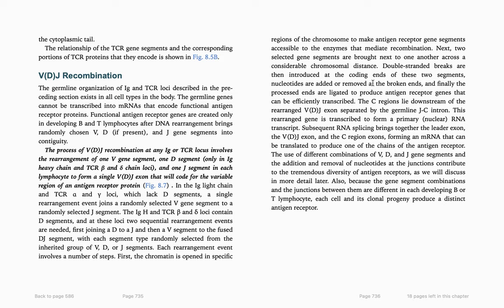The C region lies downstream of the rearranged exon, separated by germline C introns. This rearranged gene is transcribed to form the primary nuclear RNA transcript. The subsequent RNA splicing brings together the leader exons, the VDJ exon, and the C region exon, forming a messenger RNA that can be translated to produce one of the chains of the antigen receptor. The use of different combinations of VDJ gene segments and the addition and removal of nucleotides at junctions contribute to the tremendous diversity of antigen receptors, as we'll discuss in more detail later. Also, because the gene segment combinations and the junctions between them are different in each developing B and T lymphocyte, each cell and its clonal progeny produce a distinct antigen receptor.